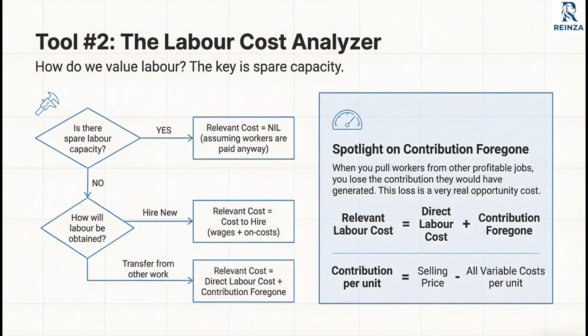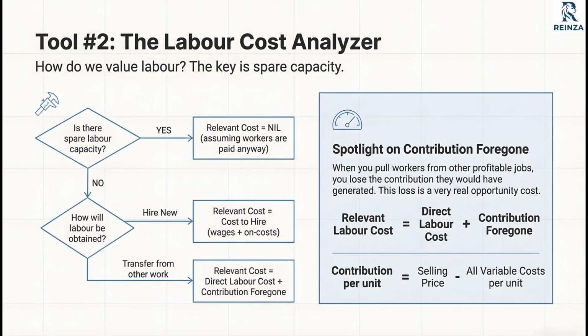This is where it gets interesting. The relevant cost is not just the direct labor cost. You also need to add the contribution foregone. Let me explain contribution foregone. When you pull workers from other profitable jobs, you lose the contribution they would have generated. This loss is a very real opportunity cost. Here is the formula. Relevant labor cost equals direct labor cost plus contribution foregone.